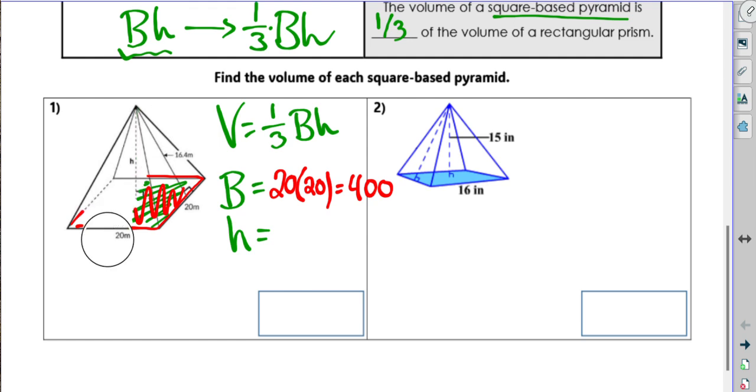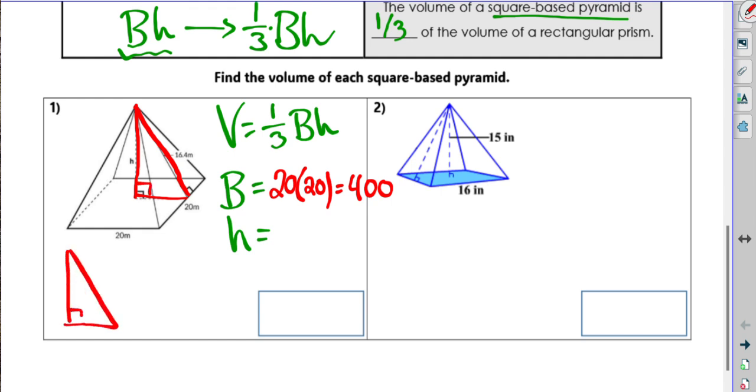The height cuts straight through the middle of the pyramid. It's that length. We have the slant height here, but we don't have the straight up and down height. But you can kind of see what's drawn in the middle of that pyramid. We have a right triangle right there. I'm going to redraw that just so we can see it clearly. We don't know this yet. We don't know the height. We know that this is 16.4.